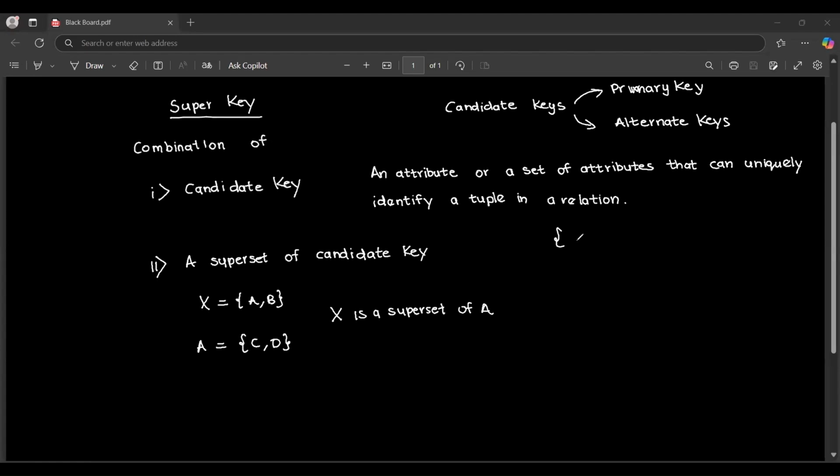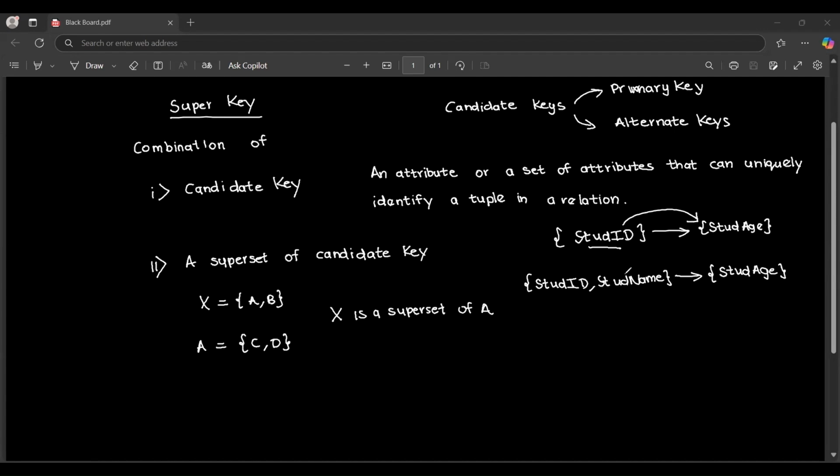there is a relation called student relation, and we know student ID is a candidate key. We can say student ID functionally determines student age. Then naturally we can say student ID, comma, student name functionally determines student age. We can say that even though it's a partial functional dependency. If student ID functionally determines student age, then student ID, student name can also functionally determine student age. This is an example for candidate key, and this is a superset of candidate key. So this is what we call superkey. Superkey is the combination of candidate key and supersets of candidate key.